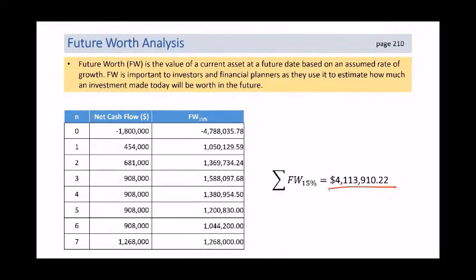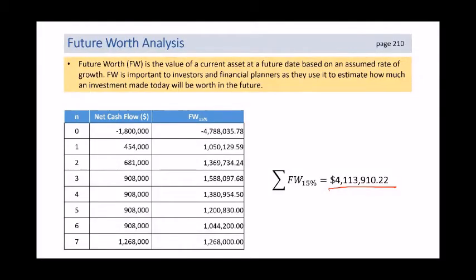That is 4,113,910.22. Now, what is the meaning of the future worth analysis? So here in present worth analysis, we look at the profitability of the project based on the P. Here, we are looking at the profitability of the project based on F.